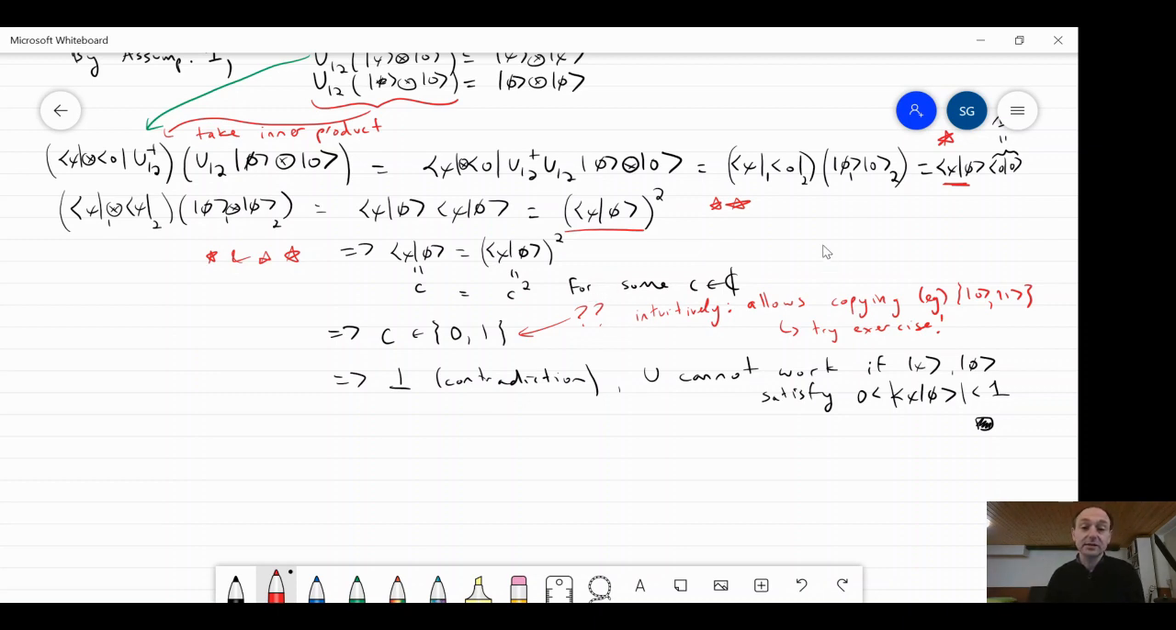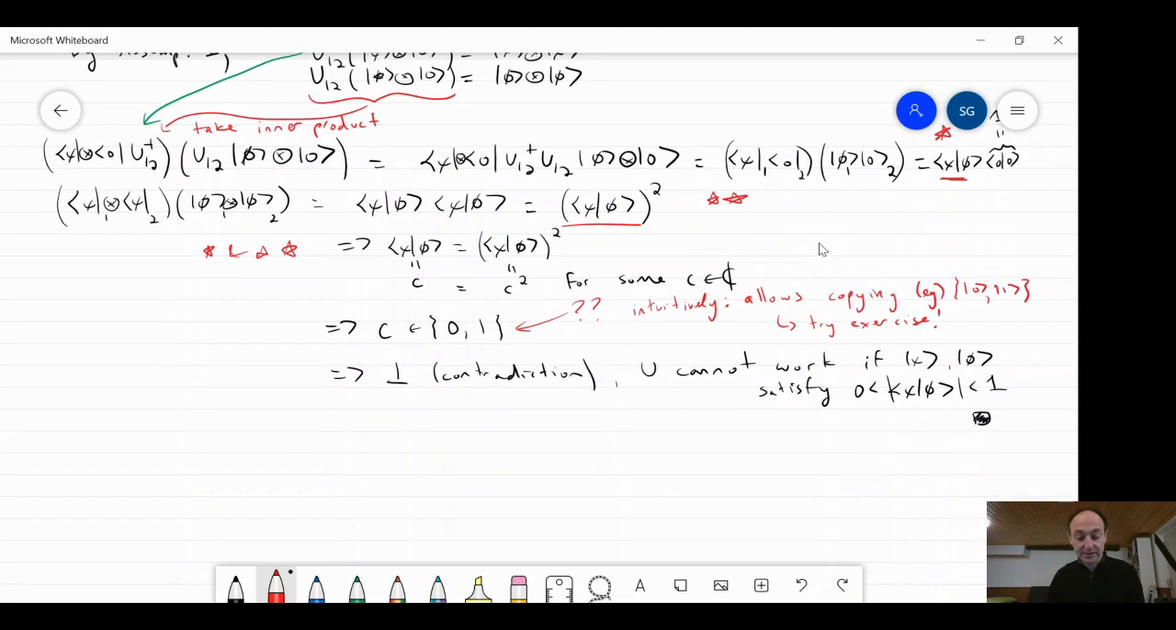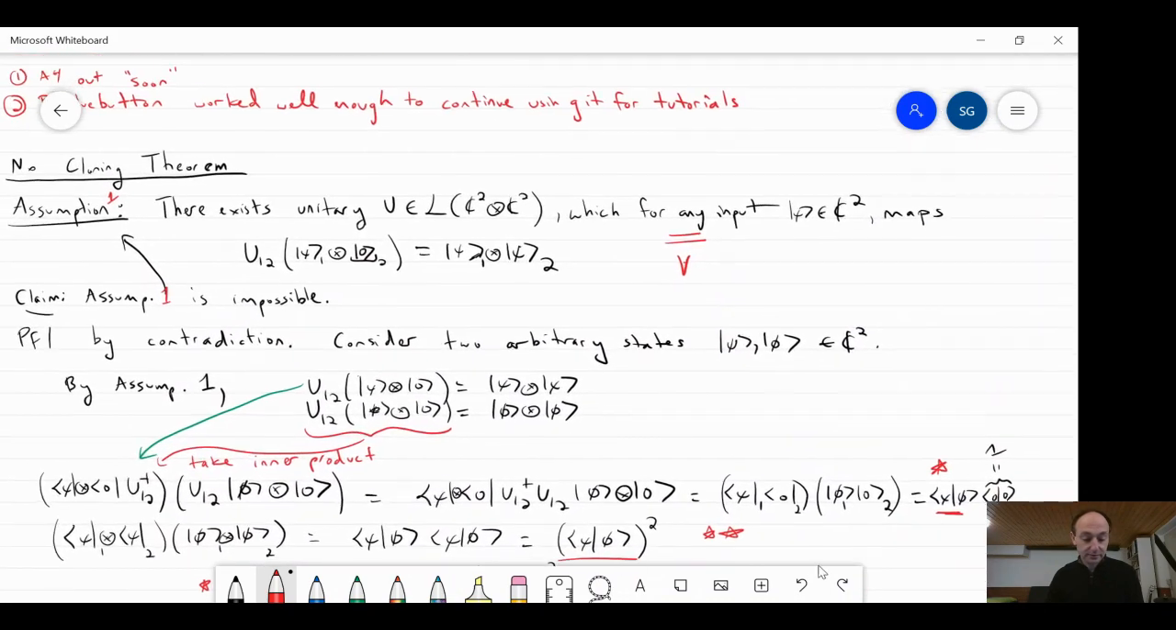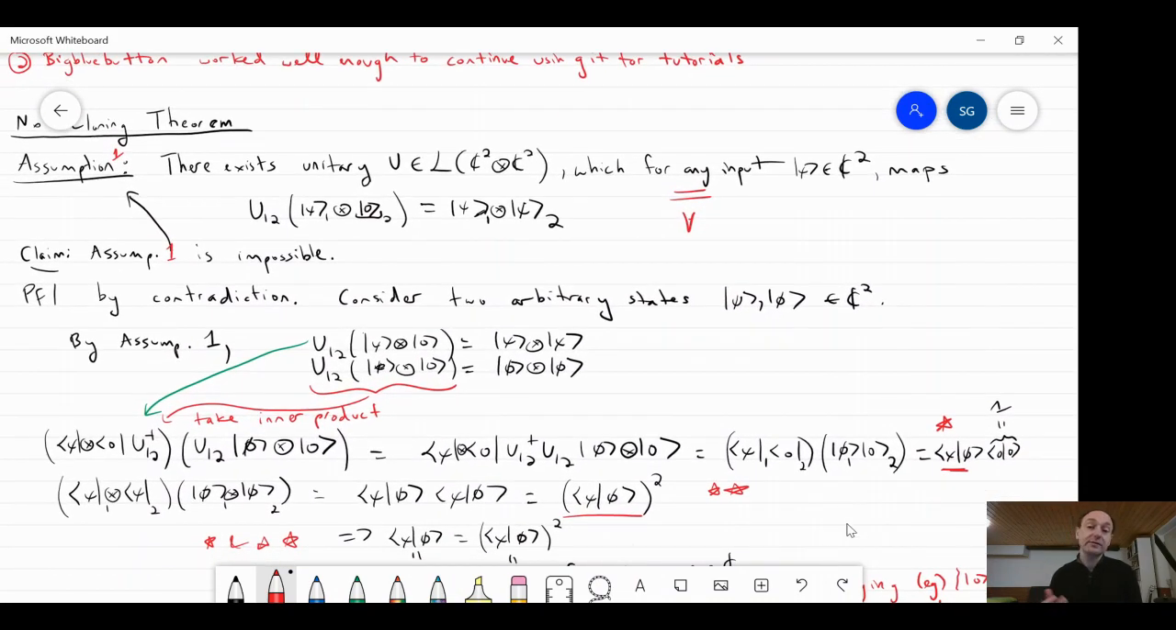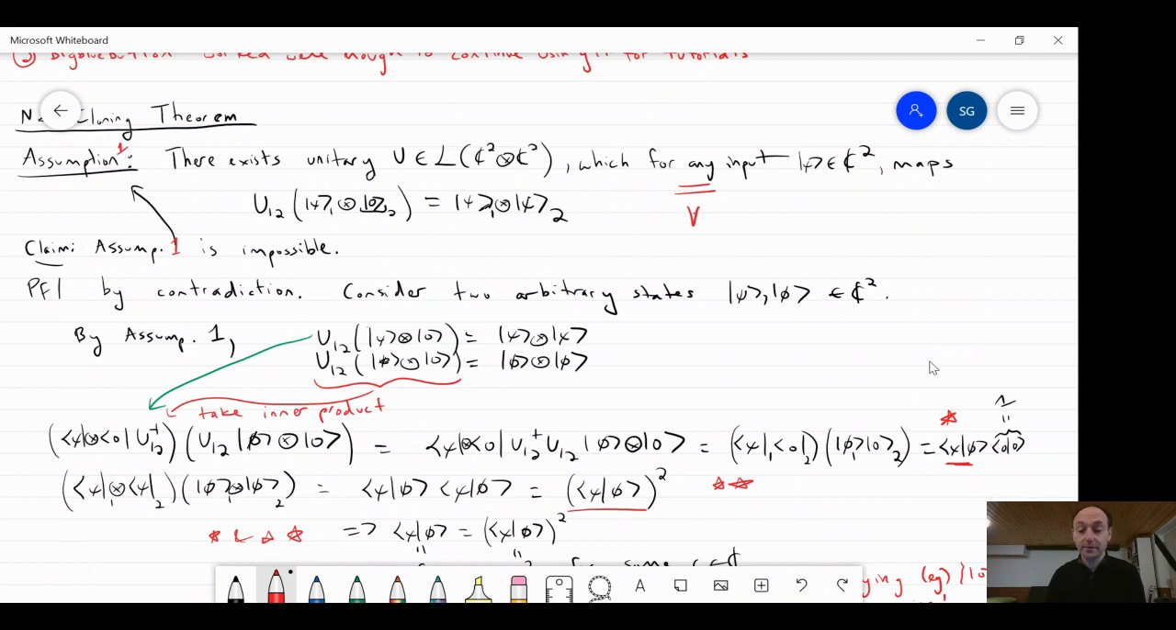The point of this initial part of the lecture is the no cloning theorem: there is no fixed unitary that for any input you give me will create a perfect copy of it. And this is a genuinely quantum phenomenon.